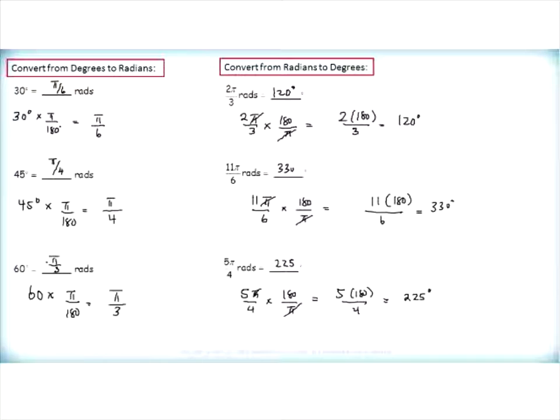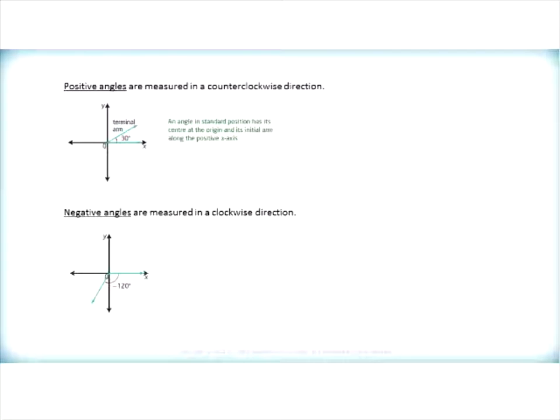That's a very quick and simple way to change from any degree measure to radian measure, or vice versa, from radians to degrees. Just remember that you multiply by pi over 180 when you're changing from degrees to radians, and if you're changing from radians to degrees, you multiply by 180 over pi. Okay, let's have a look at a couple of other things here.